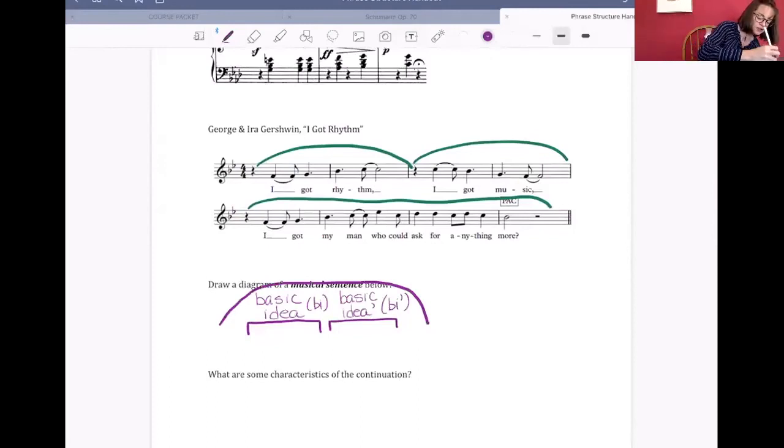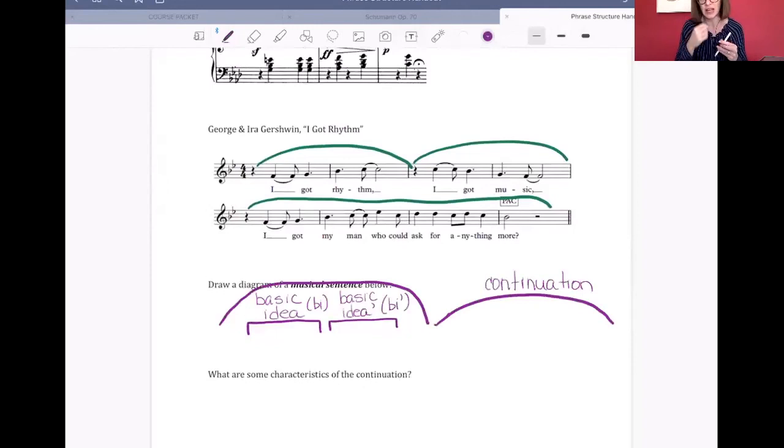And then after that, we get this longer phrase. And that's what we call the continuation. Now, the continuation is where all the magic happens. The basic idea gives you the material. BI prime plays with it in some way. The continuation is where we see that material get exploited in some way. It gets turned into something new.